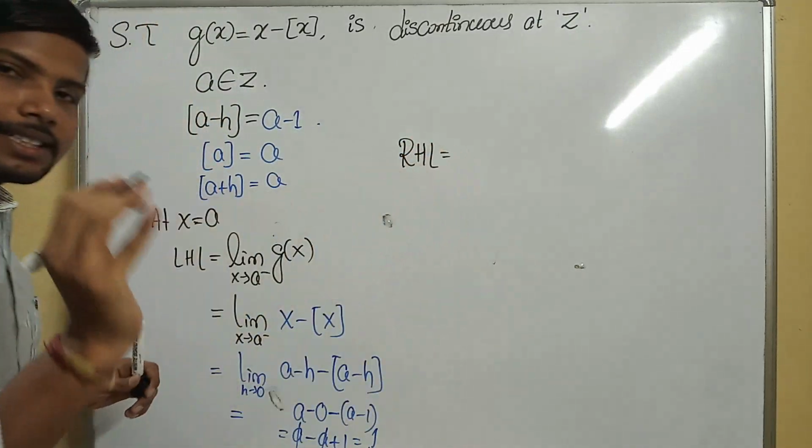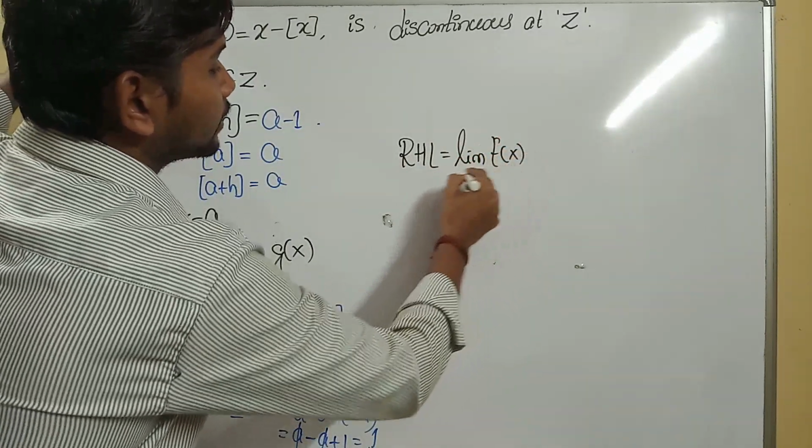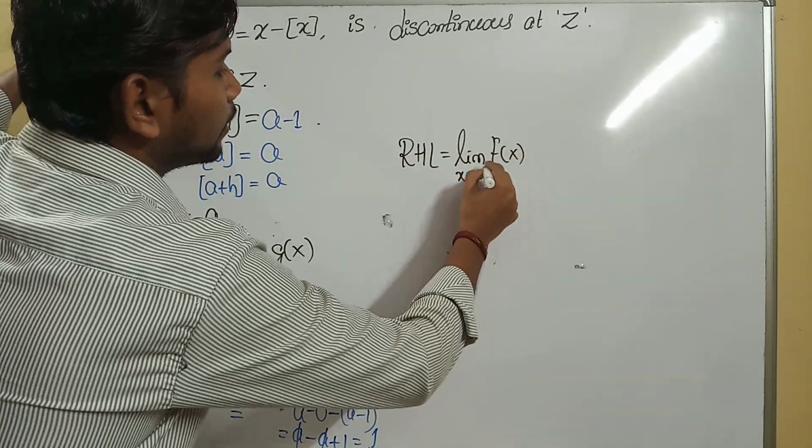After this, I need to define RHL in a similar manner. What is RHL now? It is very simple to understand. It is the limit of f of x as x tends to a plus.